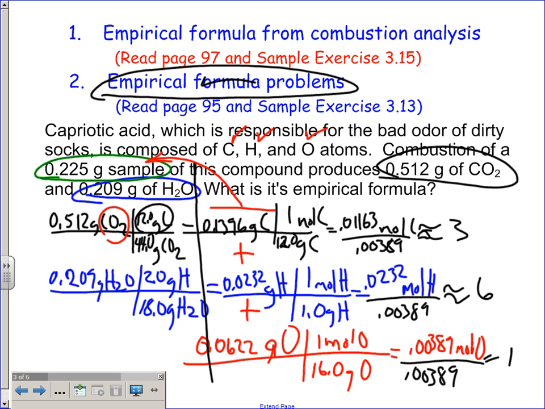So at this point, I do have whole numbers. So I've maintained the ratio. The ratio of 3 to 6 to 1 is the same as 0.01163 to 0.0232 to 0.00389. And now I have whole numbers.